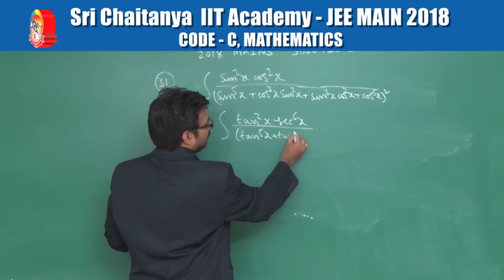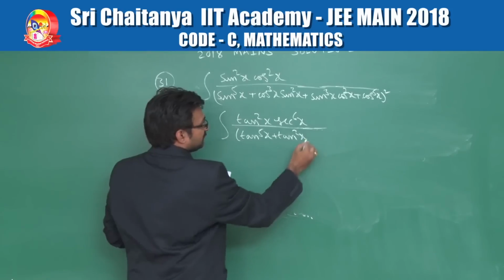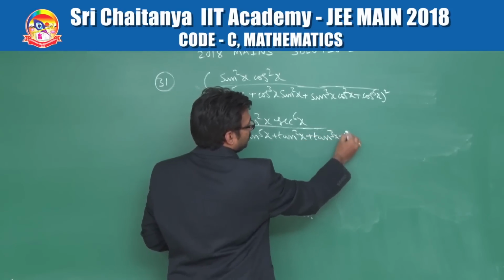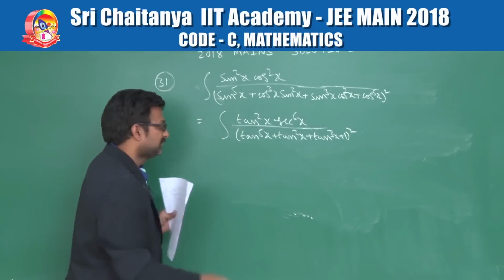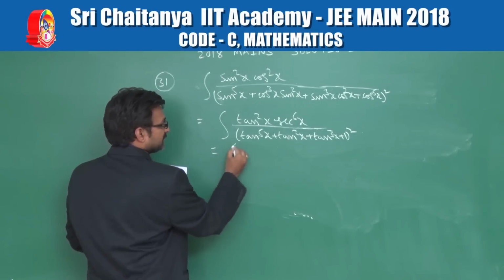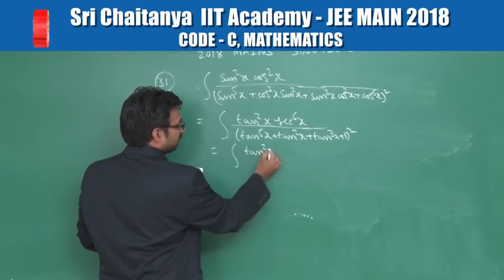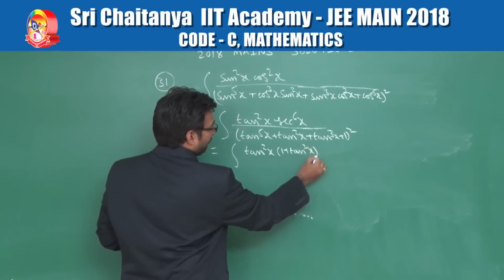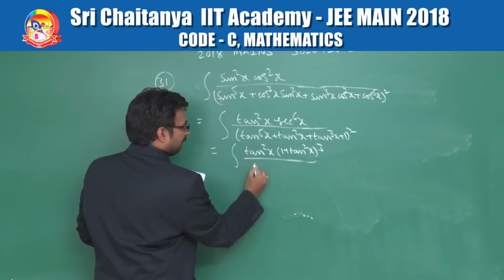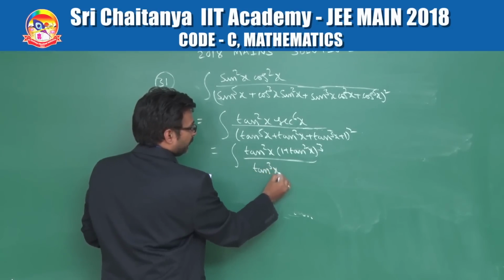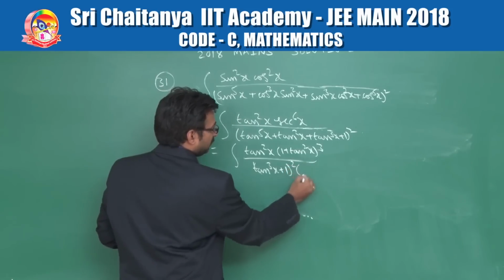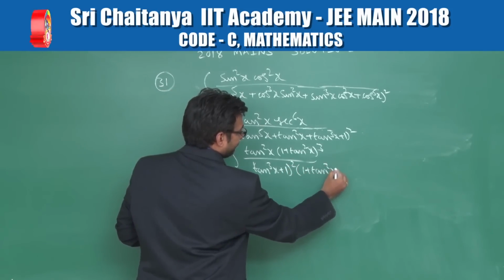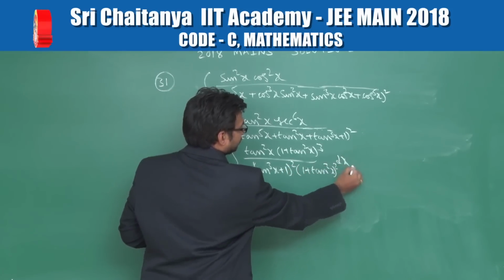tan square x plus tan cube x plus 1) whole square. This is nothing but integration of tan square x into (1 plus tan square x) whole cube divided by (tan cube x plus 1) whole square into (1 plus tan square x) whole square dx.